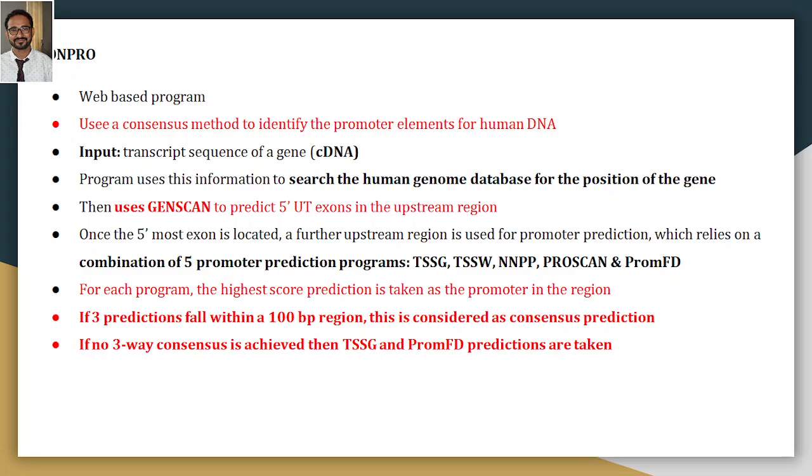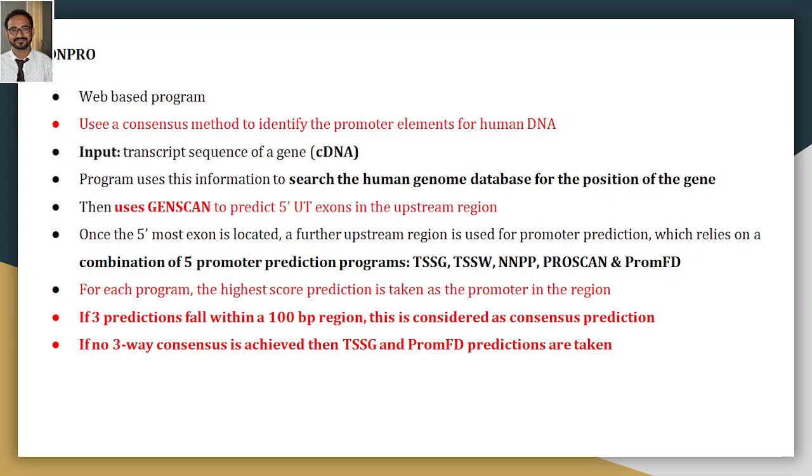It predicts 5' untranslated exons in the upstream region. Once the 5' most exon is located, that means the position of the gene is located, and a further upstream region is used for promoter prediction, which relies on the combination of 5 promoter prediction programs. There is TSSG, TSSW, NNPP, ProScan and PromFD. No need to worry about the expansion. You just have to mention 1 or 2, that is enough.